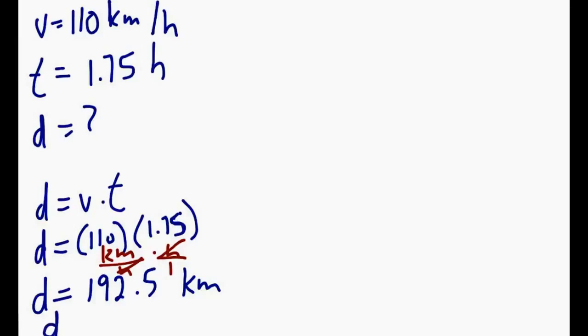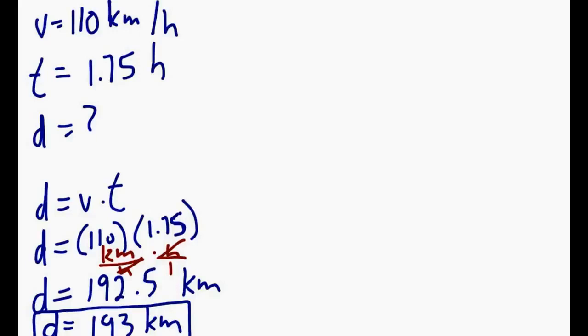Let's make sure we have our final answer rounded properly. If it's 192.5, we have 3 digits for the velocity, 3 digits for the time. So we'll round our final answer to 3 digits, so that would be 193. So 193 kilometers is our final answer for that one. All right, let's do maybe one more. Let's do a question where we're looking for time.